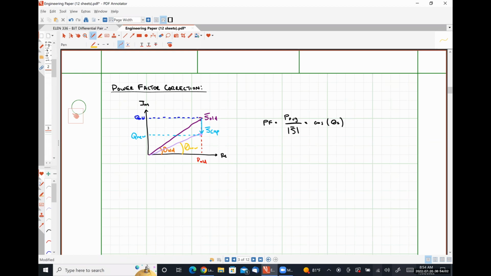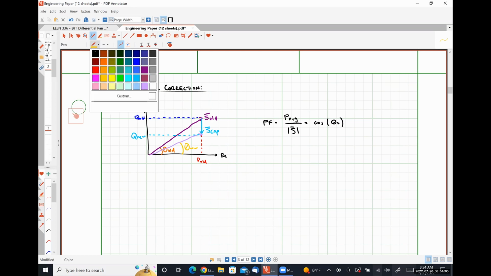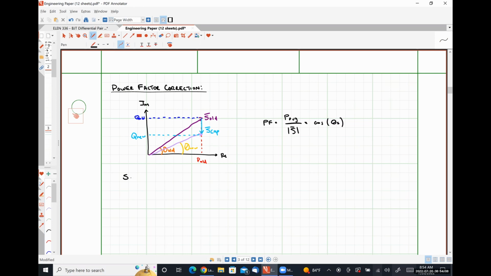Okay, so now let's throw in some actual math. S old, our complex power absorbed by our load prior to power factor correction, is simply P old plus j Q old, and S new, our complex power after power factor correction, is simply P old plus j Q new.